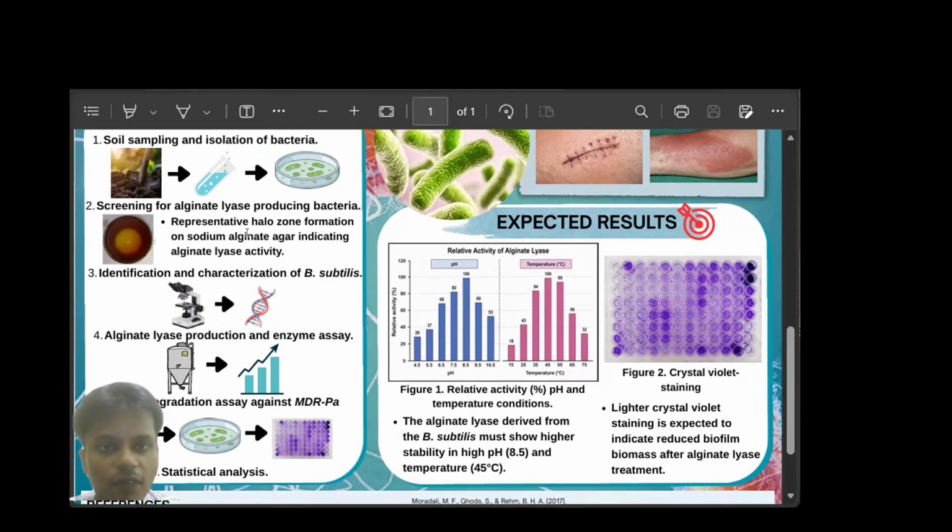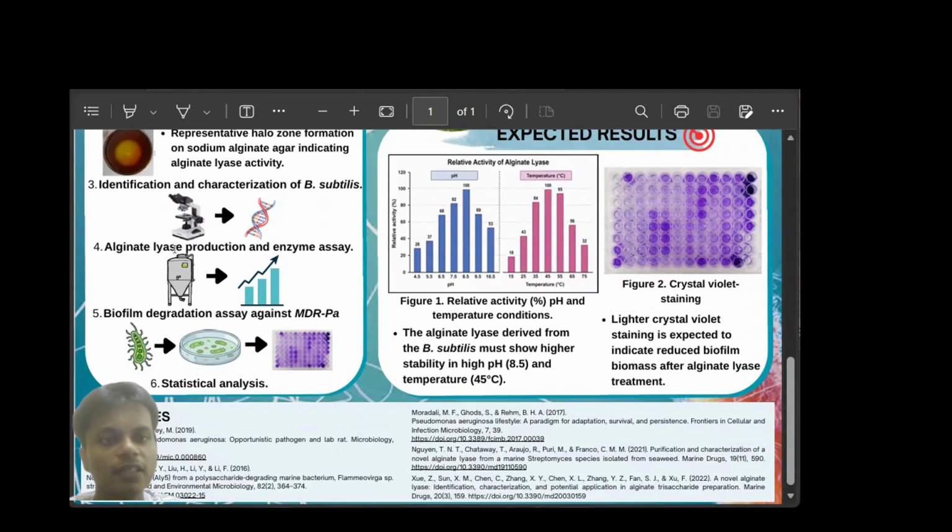Secondly, the screening for alginate lyase producing bacteria will be done when these colonies are grown again on a sodium alginate agar. The formation of the halo zone that can be seen here will indicate the activity of the alginate lyase. Third is the identification and characterization of Bacillus subtilis by molecular confirmation using 16S rRNA PCR, followed by BLAST analysis to confirm Bacillus subtilis.